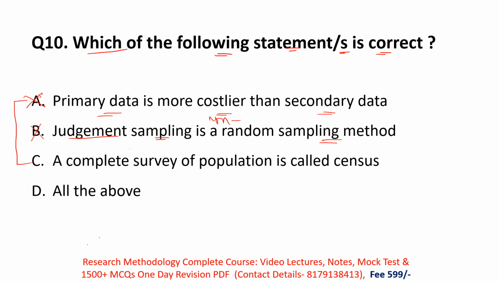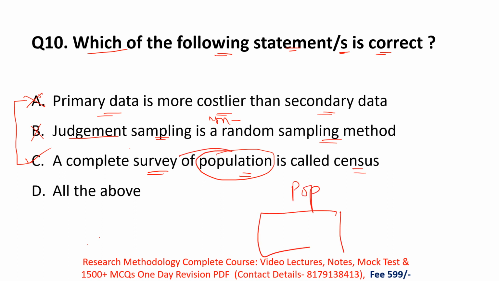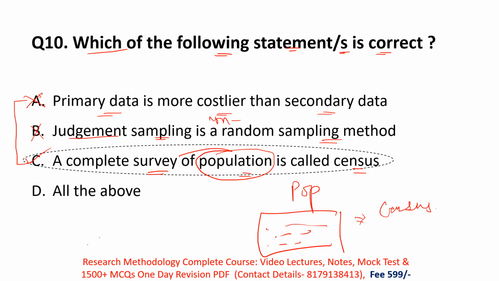Then option C is a complete survey of a population is called census. Yes, you are doing a complete survey of the whole population. If you are doing your research on your population, performing your survey, distributing questionnaires to your whole population, then it is known as census. Remember this very important and correct statement for this question. So for this question, option C is the right answer.